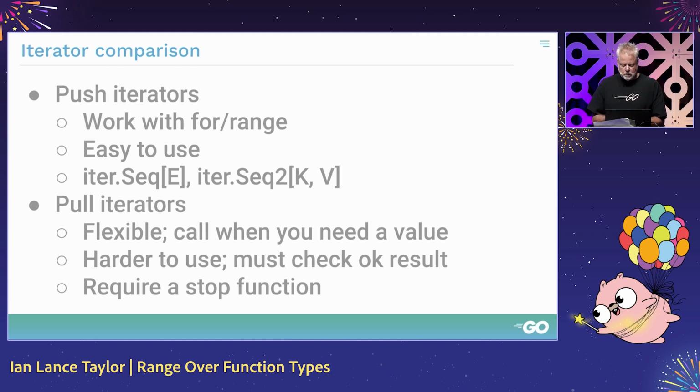Push iterators work with for range and are easy to use. Push iterators are the standard iterator type and are named types in the iter package. Pull iterators, on the other hand, are more flexible because you can call them whenever you need a value, rather than having to get all the values via for range. However, they are harder to use because you have to check the Boolean OK result on each call, and because you have to make sure to call the stop function at the right time.